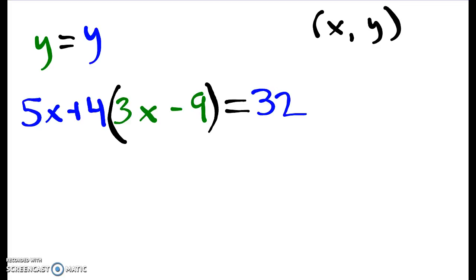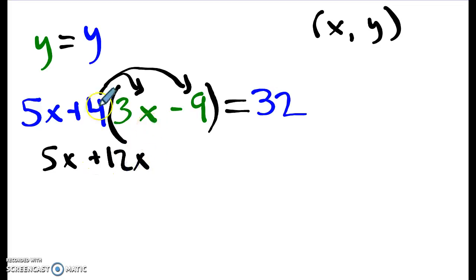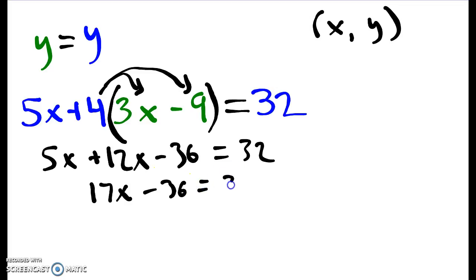All right, so hopefully you got it, but let's take a look at how this would be solved really quick. I'm going to say that we're going to distribute in with this 4. And we'll wind up with now 5x from 4, plus 4 times 3x, which is 12x, plus 4 times negative 9, which is negative 36. It still equals 32 over here. We're going to have to combine some like terms here. 5x and 12x get us 17x. Minus 36 equals 32.